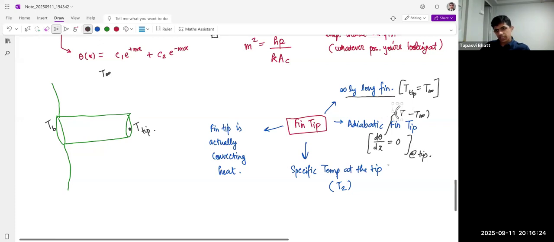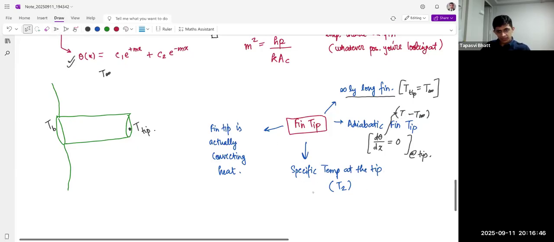I can say dT over dx as well, but we can also say d theta over dx because T infinity is a constant, so it's going to vanish to zero. Why am I using theta? Because it's easier to use this equation for the boundary conditions, as we essentially have the main equation in theta as well.